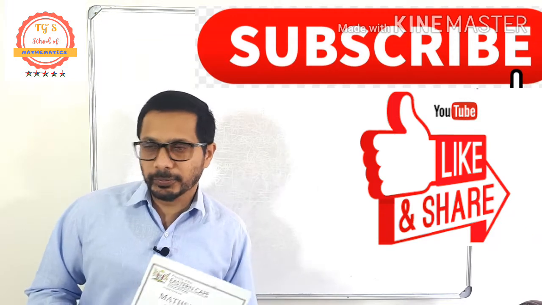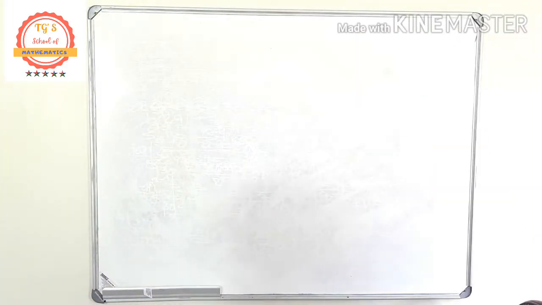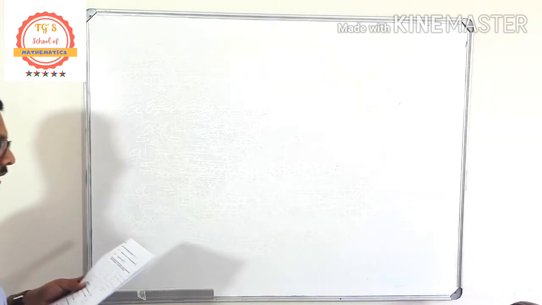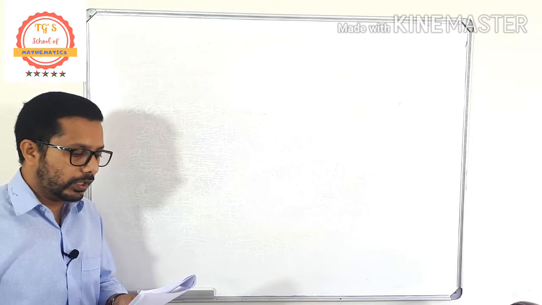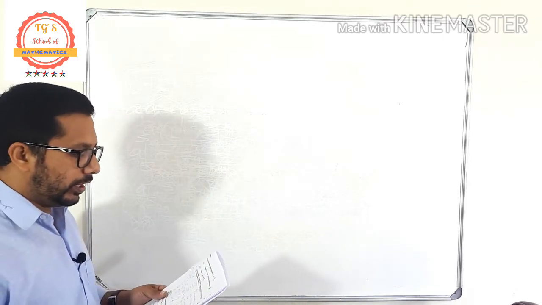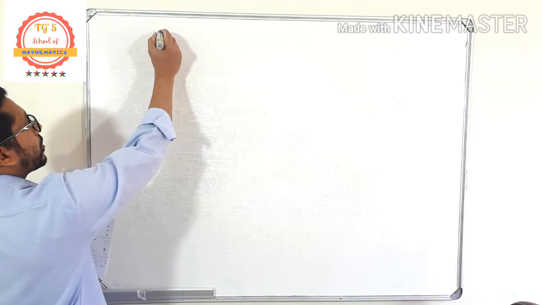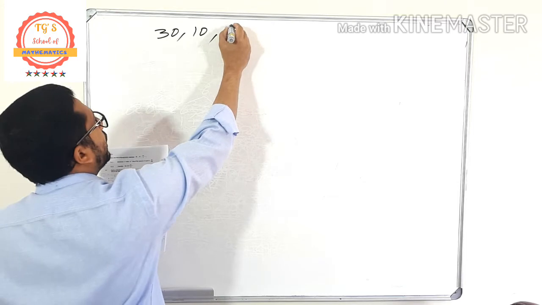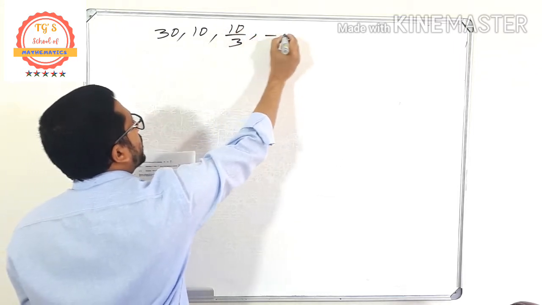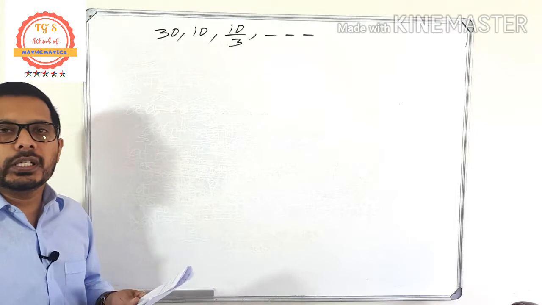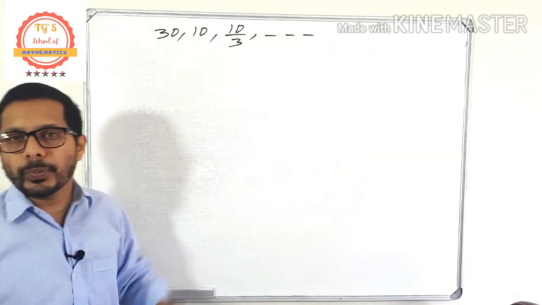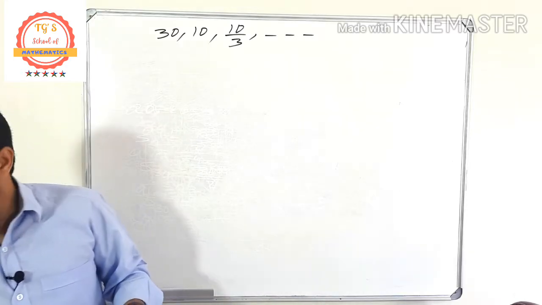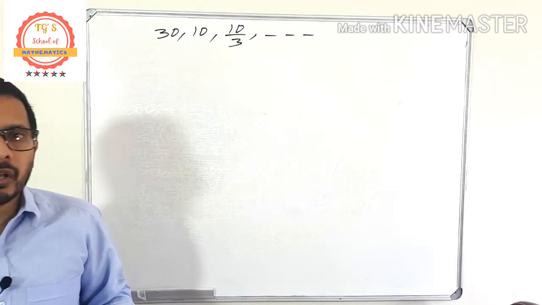Let's start. Question number 2.1. Given the following geometric sequence: 30, 10, 10 over 3, etc. It is given in the question that this is a geometric sequence. You know, if it is a geometric sequence, there is a common ratio. So here, what is the common ratio? How can you find the common ratio?